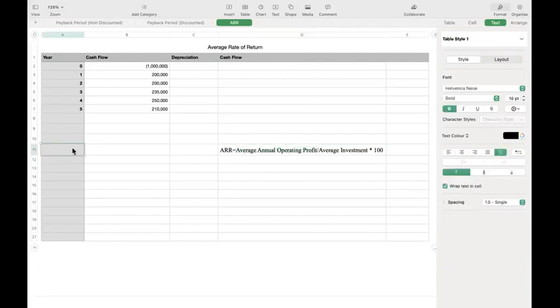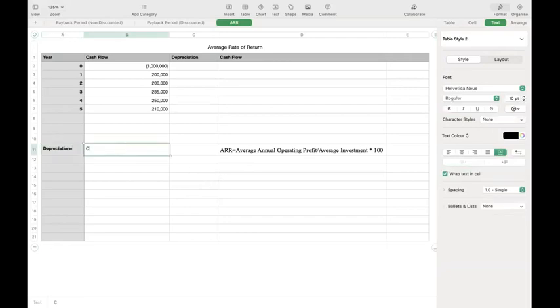To find the average annual operating profit for this particular question, we first have to find the depreciation for the above machinery. So let's see how to calculate the depreciation. Depreciation equals the cost of the machinery minus the residual value.